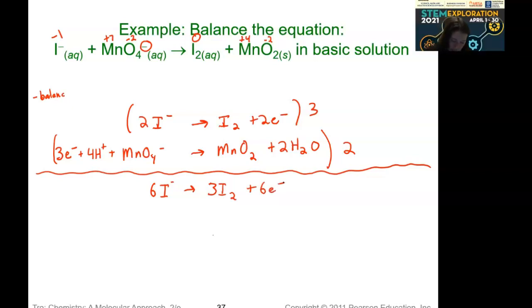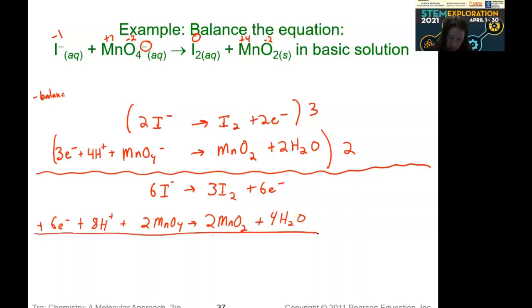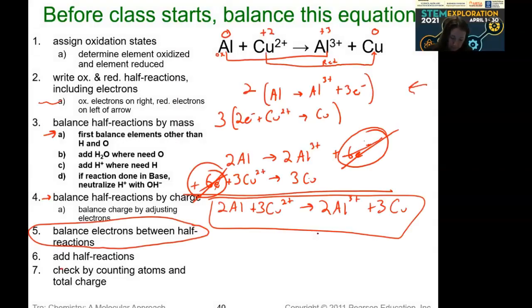Our next one is going to be 6 electrons plus 2 times 4, 8 hydrogens plus, 2 MnO4 minuses goes to 2 MnO2s plus 4 waters. Oof. Next step, add. I'll come right back. So we just balanced the electrons.